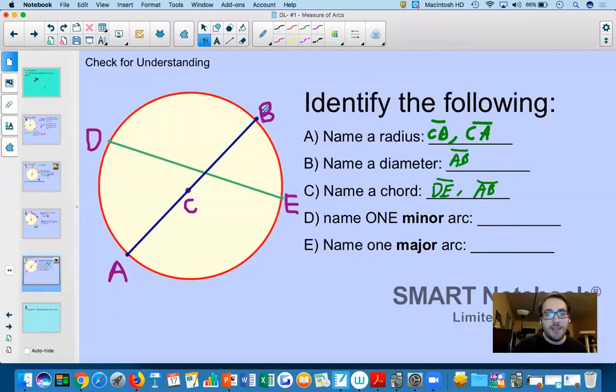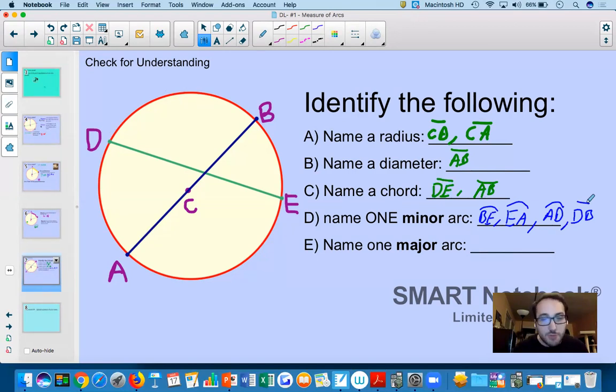1 minor arc is B to E. So B to E. We also have E to A. E to A. We have A to D. Remember, they're less than half the circle. So these are considered minor arcs. And then now we have D to B. So if you said any one of those, y'all correct.